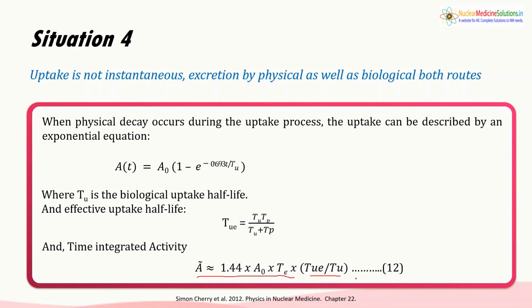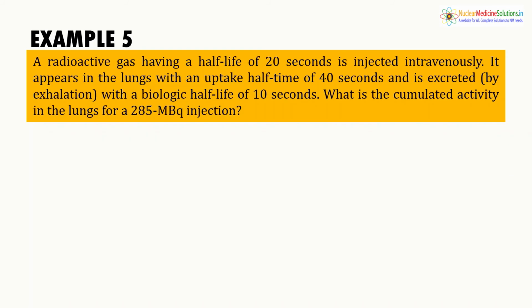So the formula will change for the time integrated activity in this case. Let us see this with an example where a radioactive gas having a half-life of 20 seconds is injected intravenously. It appears in the lung with an uptake half-life of 40 seconds and is excreted by exhalation with a biological half-life of 10 seconds. What is the accumulated activity or time integrated activity in the lungs for a 285 MBq injection?